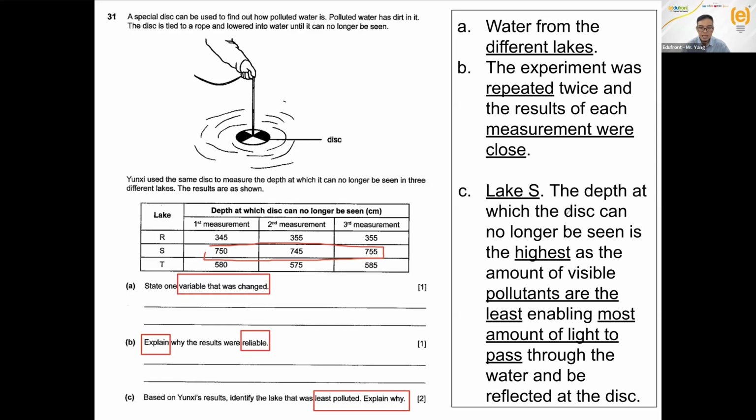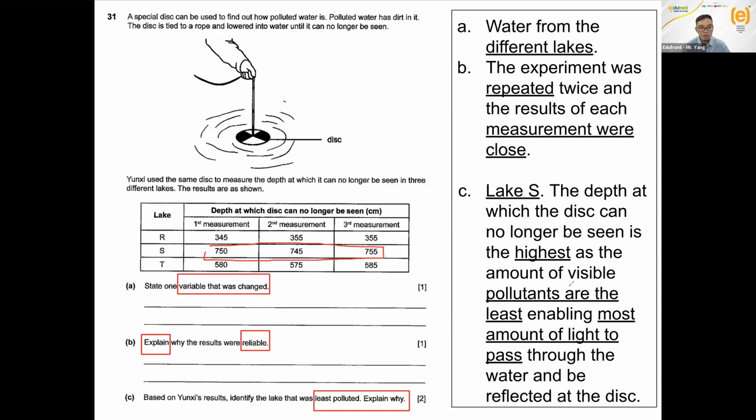Okay, so the depth at which the disc can no longer be seen is the highest when you are at Lake S, right? The water from Lake S. So what does it mean? It means that it is least polluted, right? Least polluted because you can see from the furthest distance. It can drop from the furthest distance.